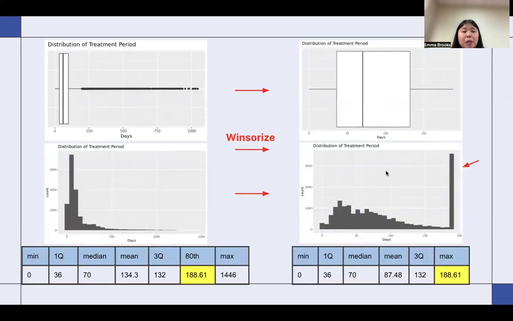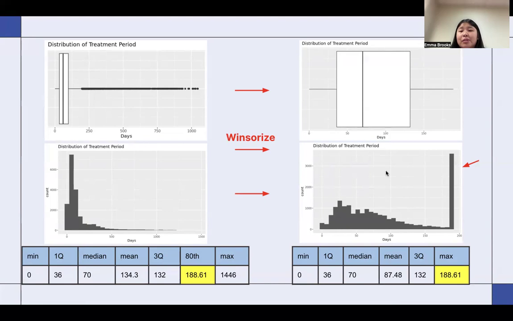So here's a look at our response variable, the treatment period, and on the left is the unchanged version. In the unchanged distribution, we can see that it is very right skewed and very affected by outliers. So the Winsorizing will help us with that extreme skewedness. And Winsorizing is essentially replacing outlier values with less extreme values. And for this transformation, I will be replacing all values above the 80th percentile with the value of the 80th percentile. So we can see after the Winsorization, our distribution is looking a lot more normal.